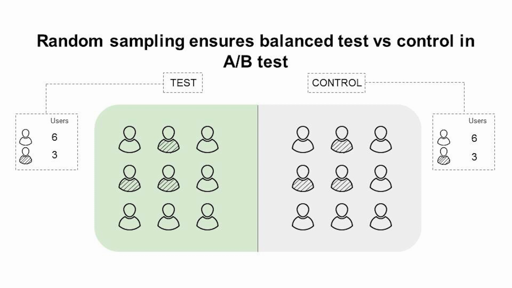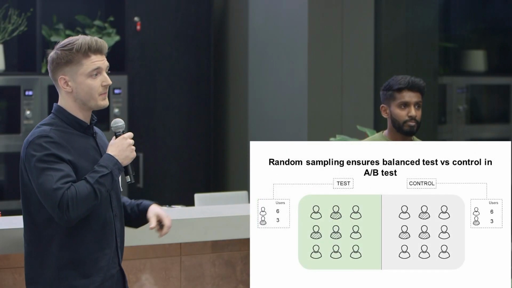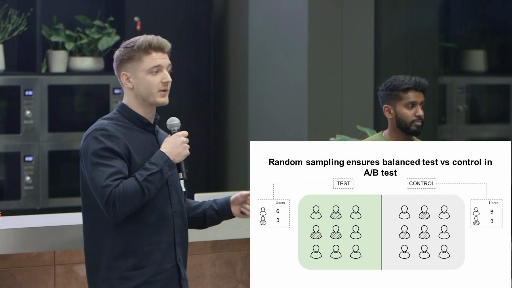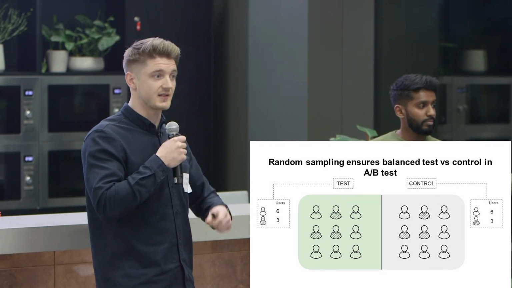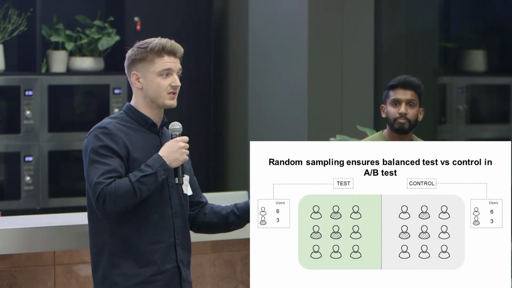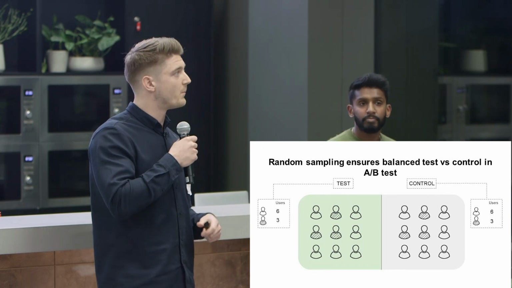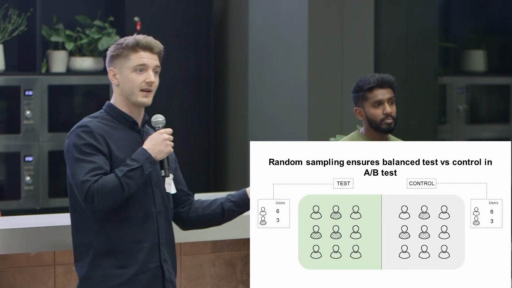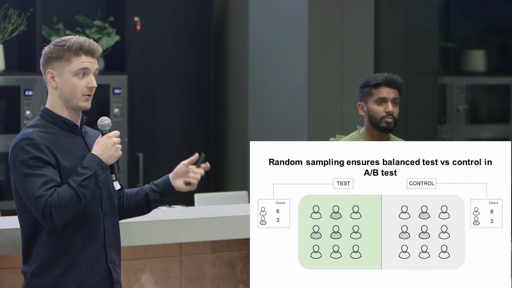So, random sampling. A/B tests use random sampling, and it ensures that we have balanced test and control groups. As a user visits your site or your app, you randomly sample them into test or control, and then they'll be exposed to a different variant.